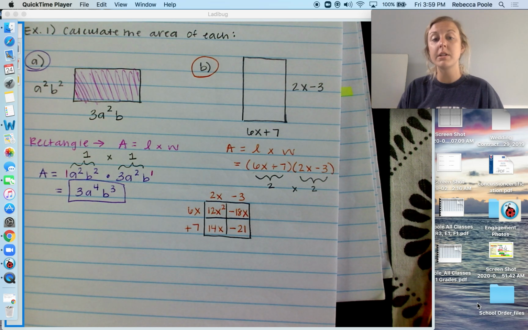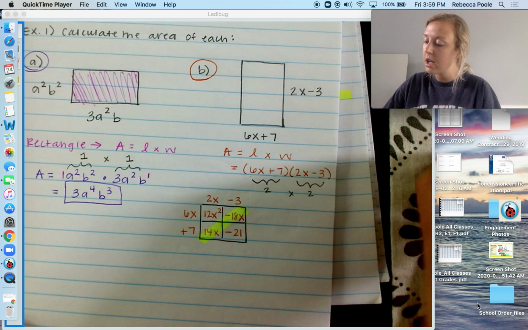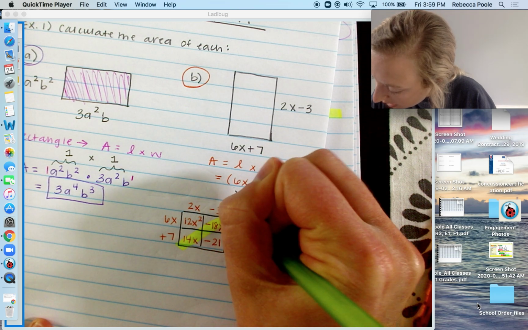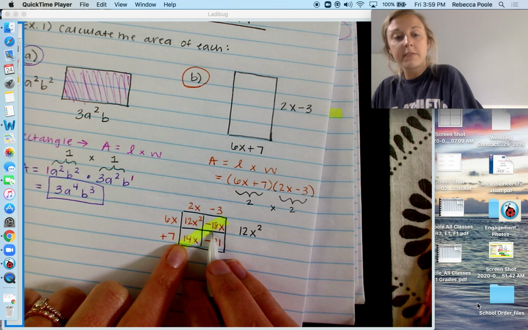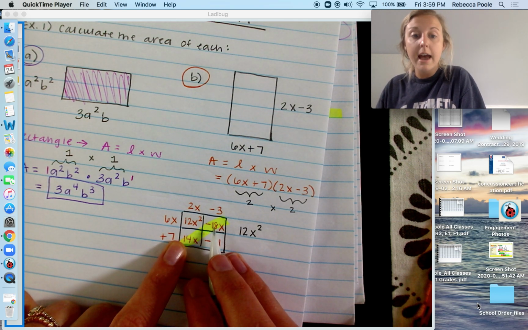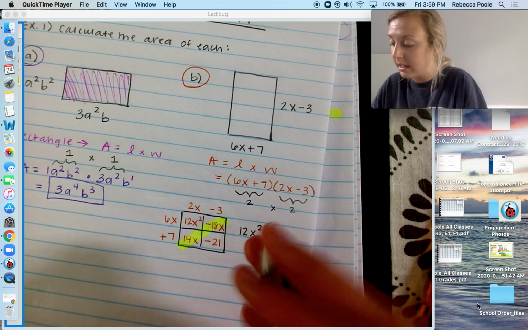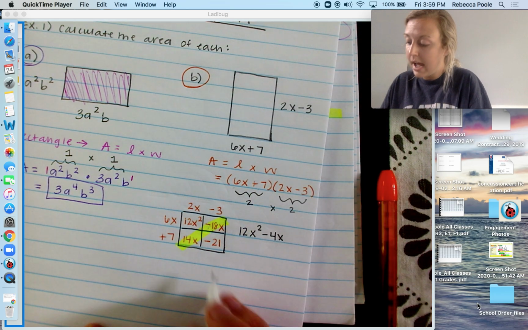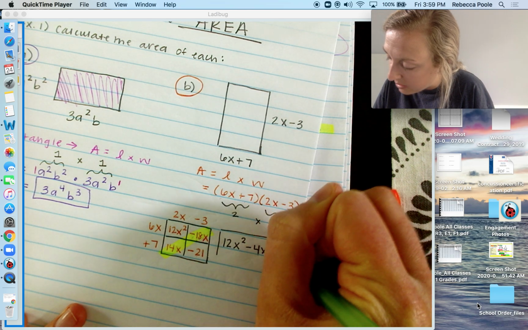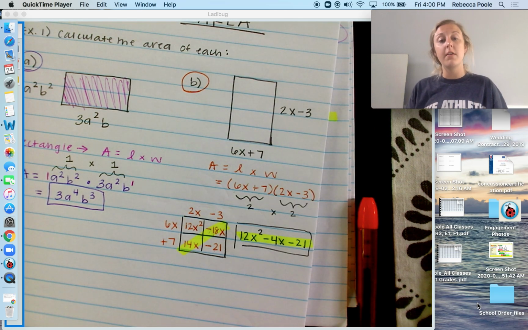So now I want to simplify it, combine what I can. I see 2 x's right here that I can put together, and then I'm going to put it in standard form. So this is going to be 12x squared. The negative 18 and the positive 14 have different signs, so different means subtract. 18 minus 14 is 4, and 18 is bigger, so the 4 should be negative. And then I'm going to bring over the negative 21 last because it doesn't have an x. Okay? So this is my answer right here. That's my area of this rectangle.